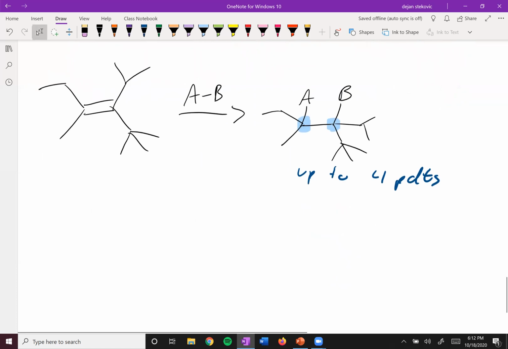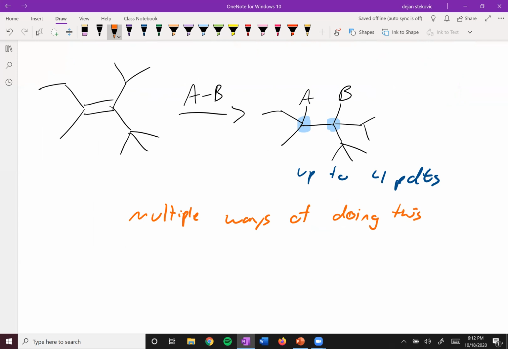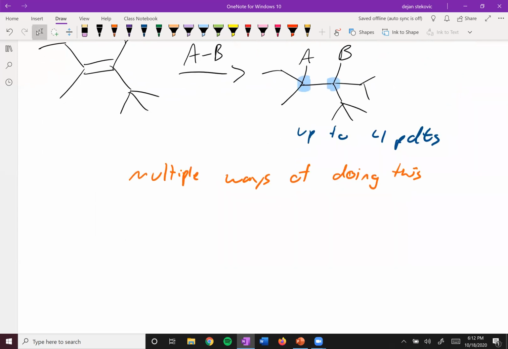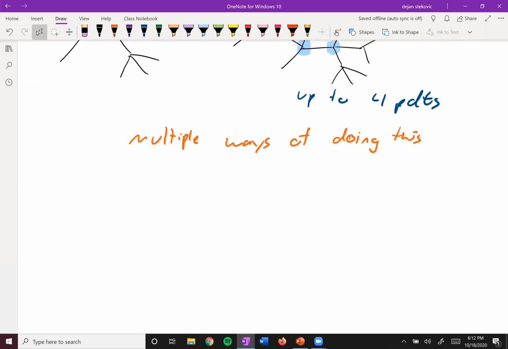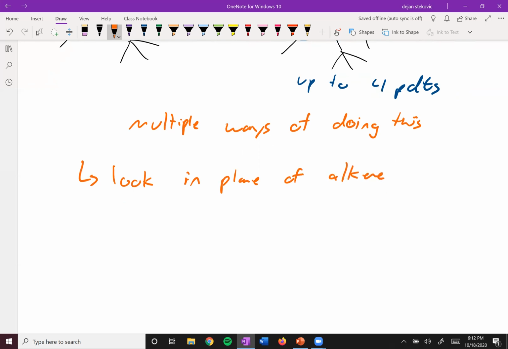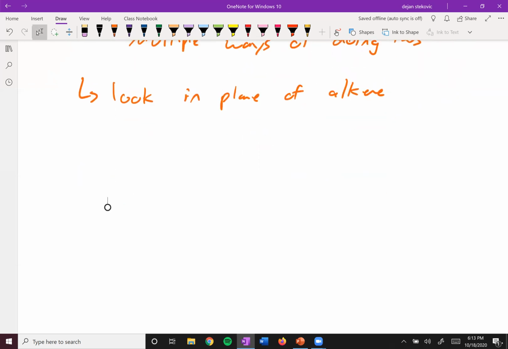There are multiple ways of doing this. I looked online for various methods, and I was a little disappointed with what was out there. So here's the one that I think is the easiest to do. This isn't quite the way I think about it, but I think it's easier. Basically, what you want to do is look in the plane of the alkene. Here's just some Google images I found.